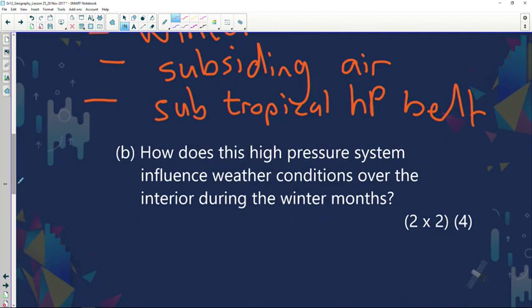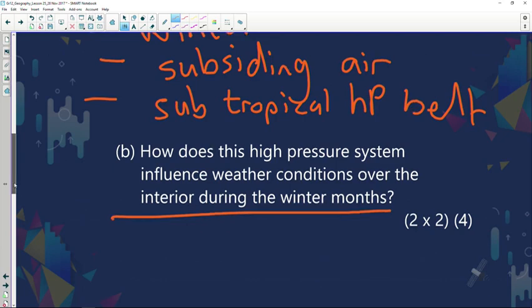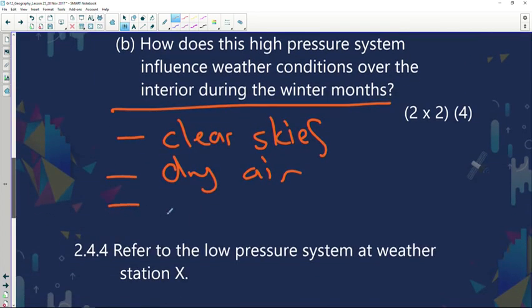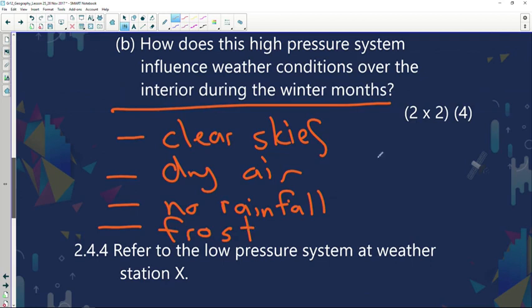Now, how does this high pressure system influence weather conditions over the interior? Now, if you live in Johannesburg or in the Northwest or in the Free State, you will notice that we have clear blue skies during winter. Clear skies are being experienced during winter. We experience dry air. We don't experience any rainfall. No rainfall. We experience frost during night time because of the cold temperature. And little winds.